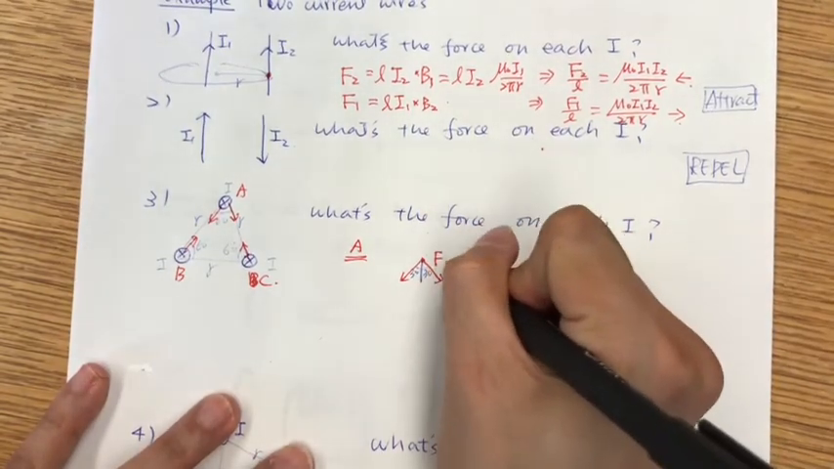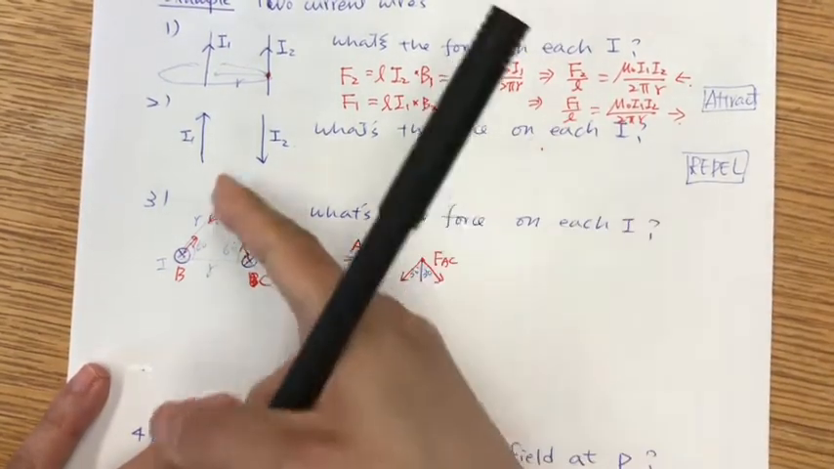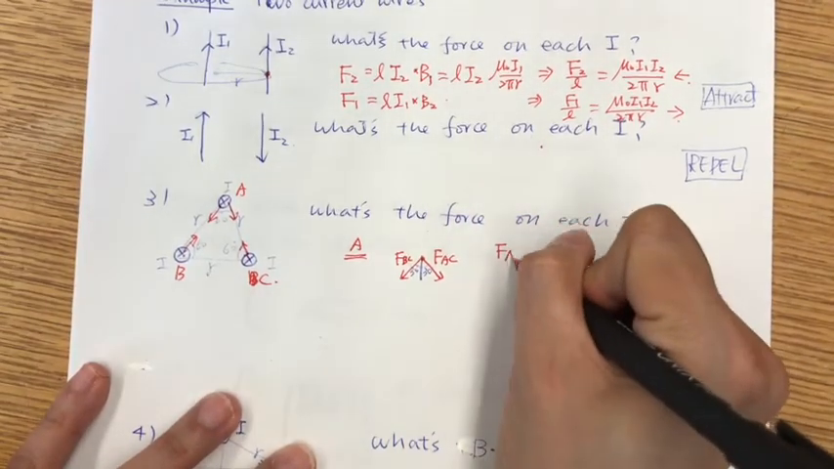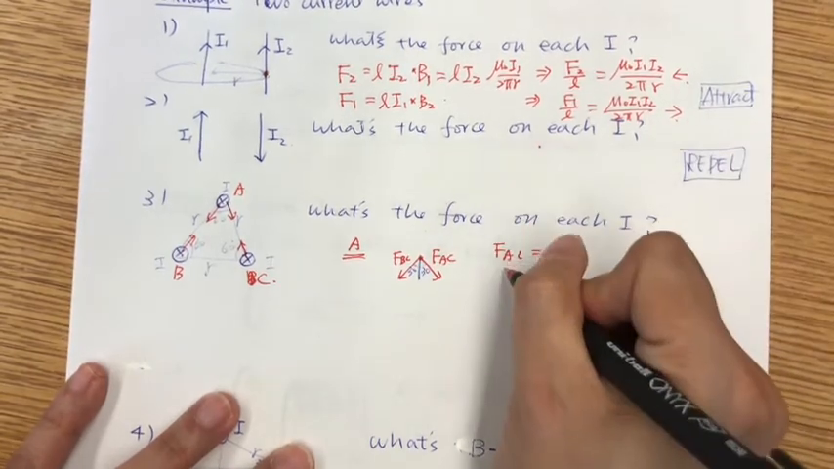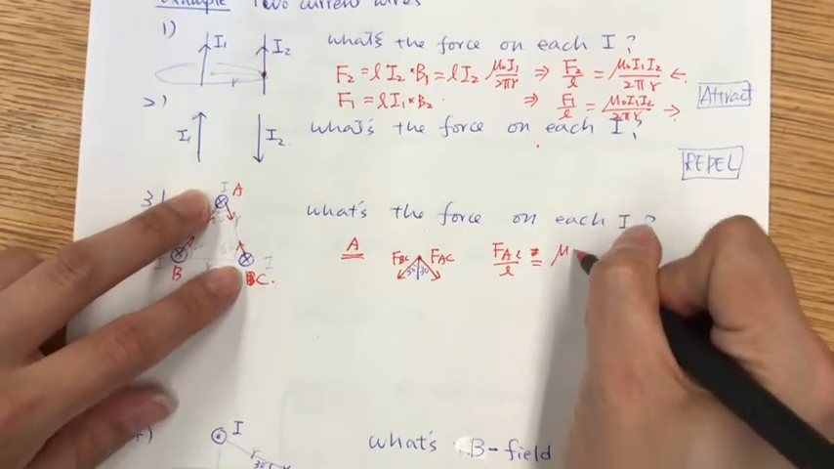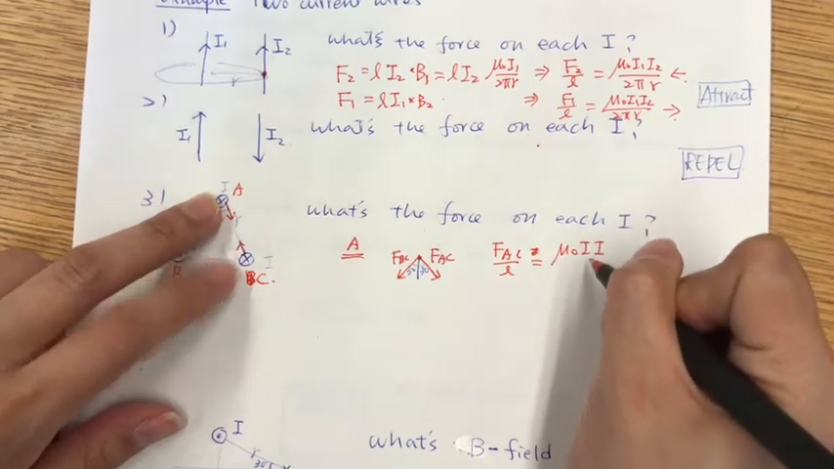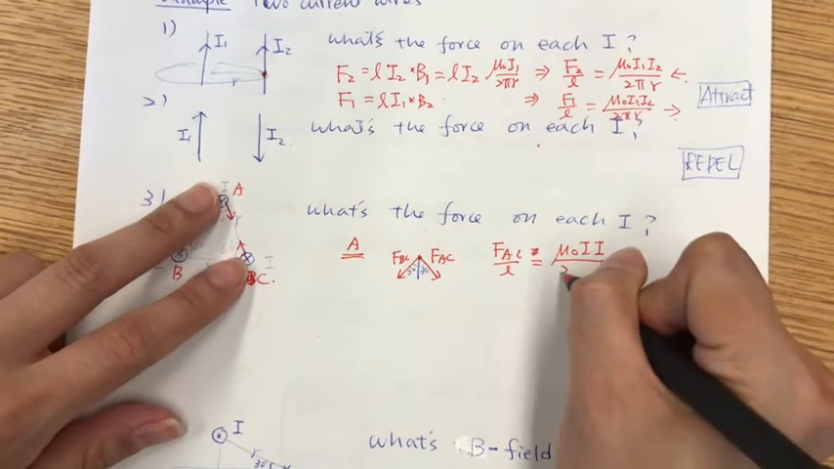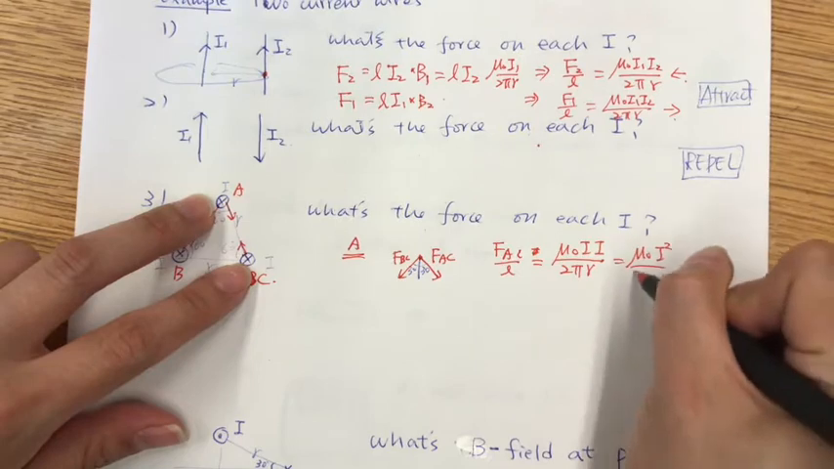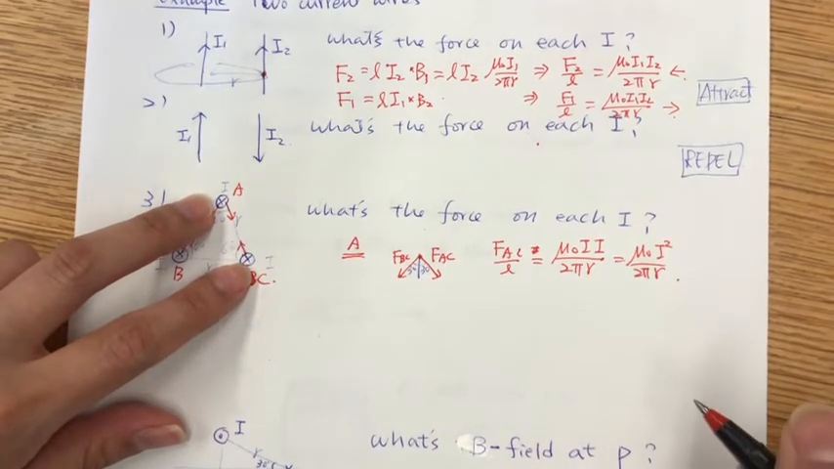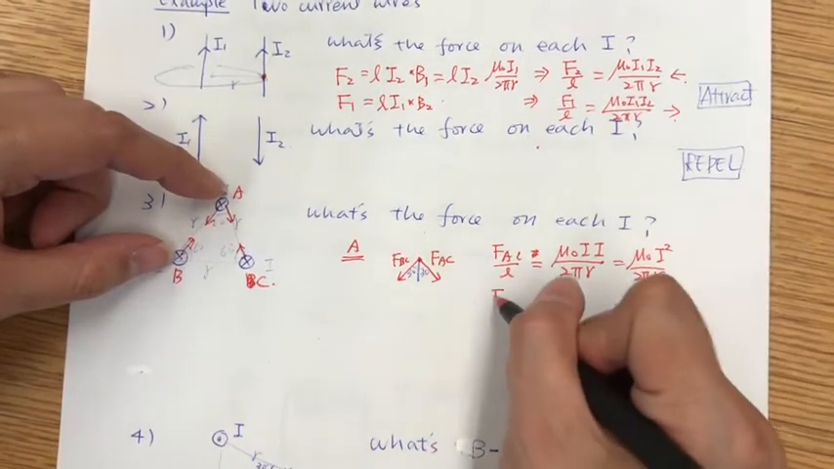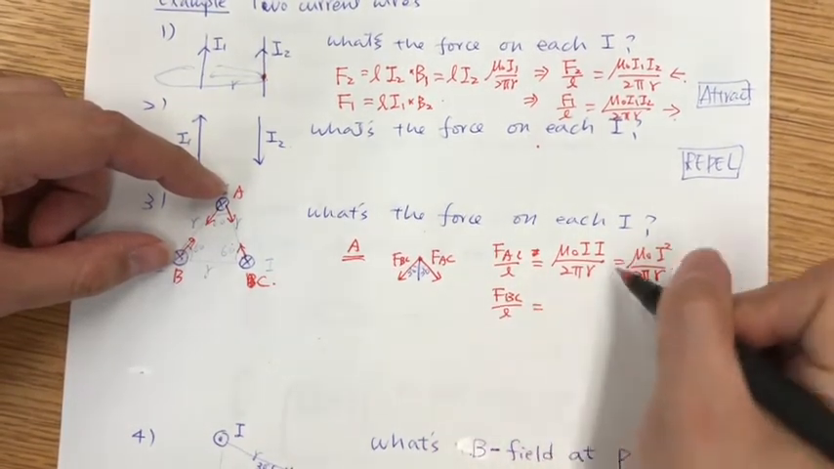So I'm gonna call this FAC, I'm gonna call this FBC. So FAC per unit length equals mu 0 times this current times this current, because that's their interaction in between, over 2 pi r, the distance between. So I have mu naught I squared over 2 pi r. Okay. And these two, you can see the same current and distance. So FBC per unit length is also the same.